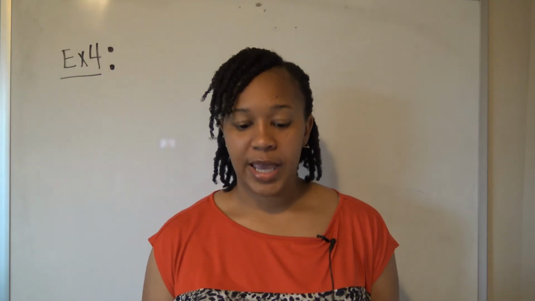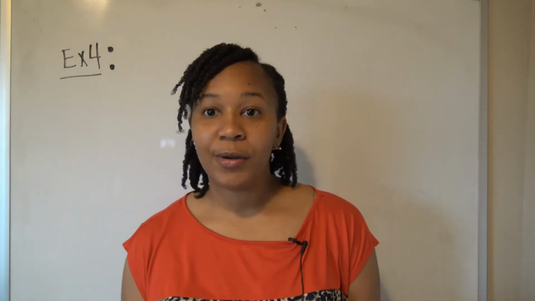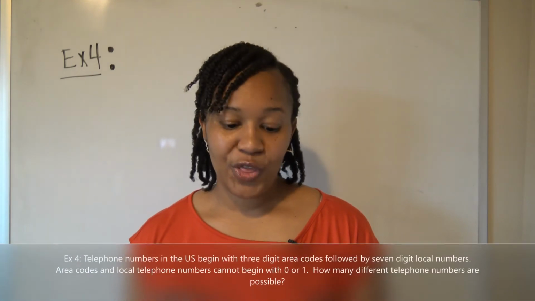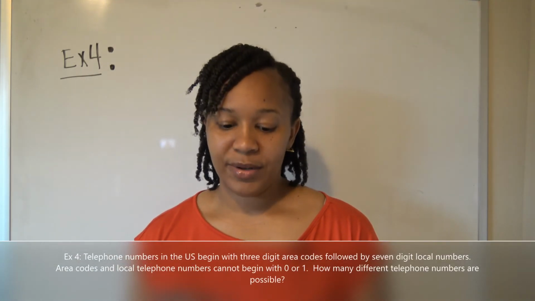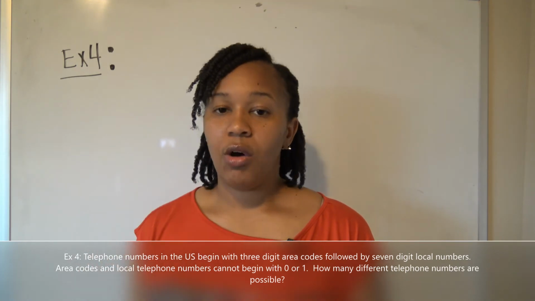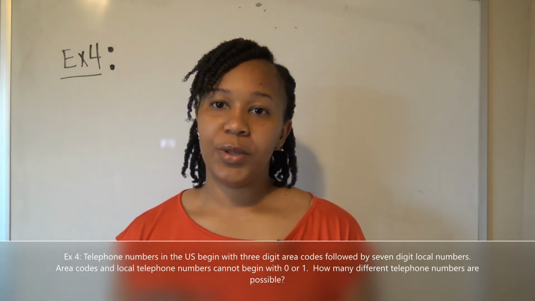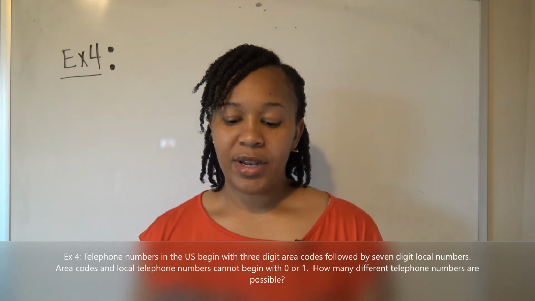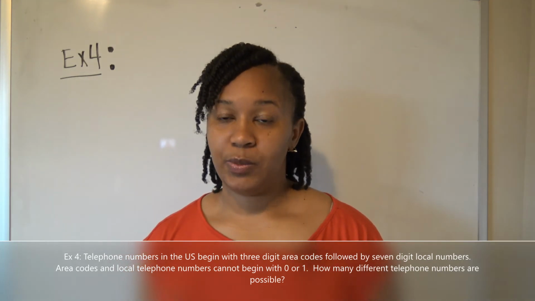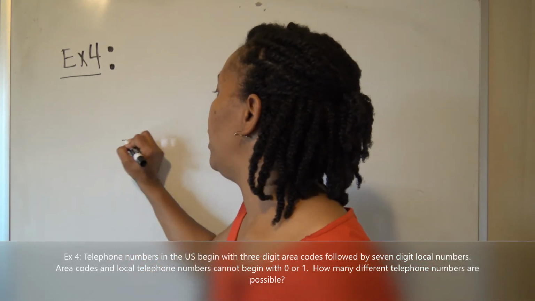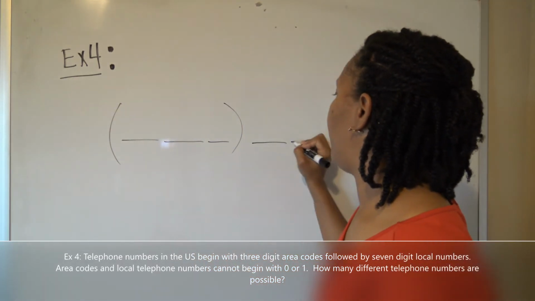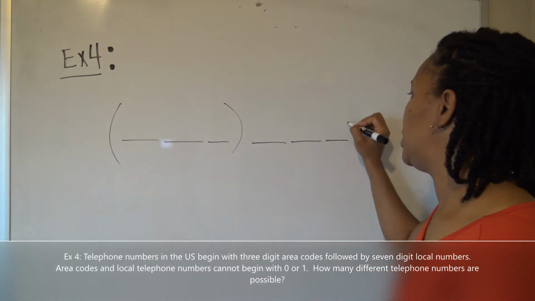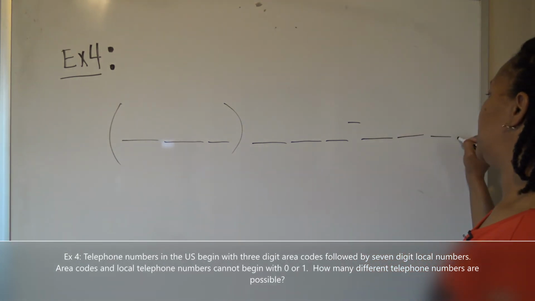And for my very last example, we want to talk about telephone numbers in the US. They begin with 3-digit area codes followed by 7-digit local numbers. Area codes and local telephone numbers cannot begin with 0 or 1. So how many different telephone numbers are possible? How phone numbers are made, you have 3 digits that represent the area code. Then you have your local number, which has 3 digits, a dash, and 4 digits afterwards.